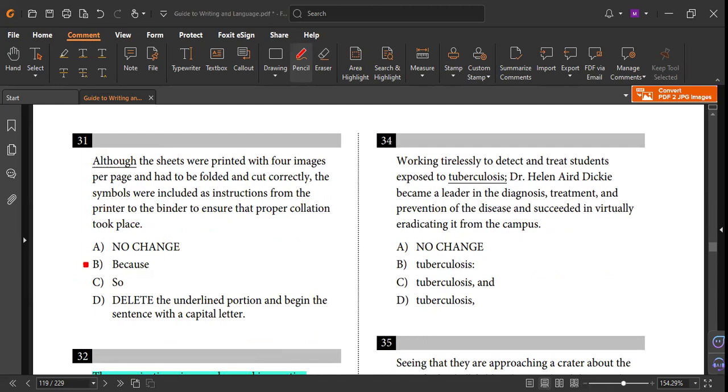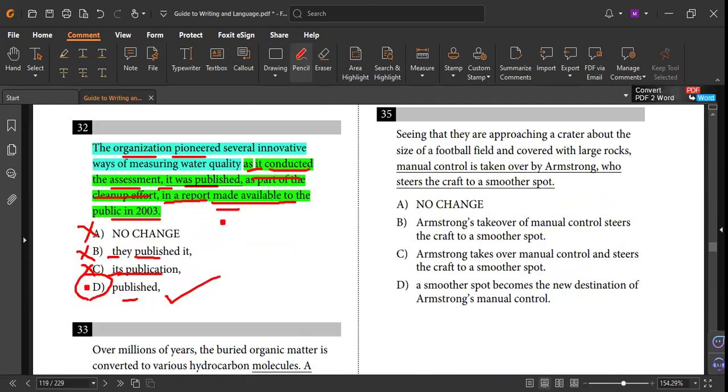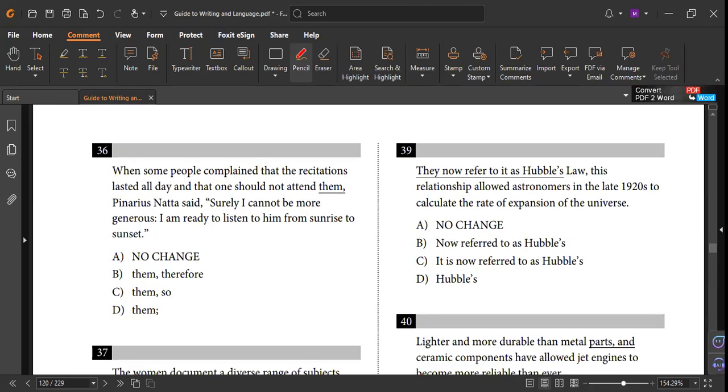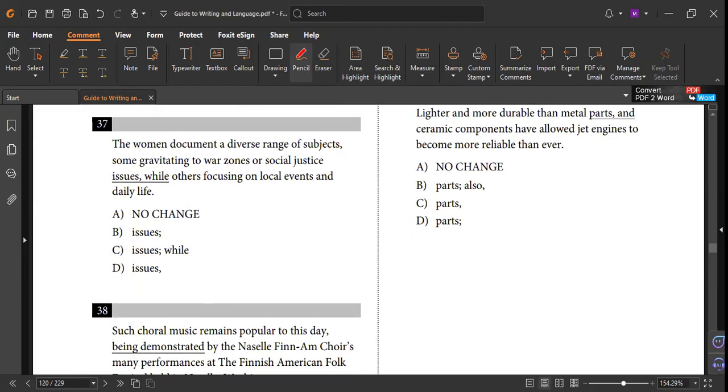34, it's letter D, correct. 35 is C. 35, C, correct. 36 is A. 36, A, correct. 37 is A. 37, wrong. Must be letter D.